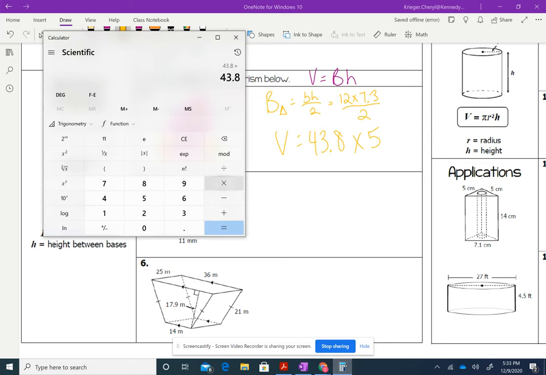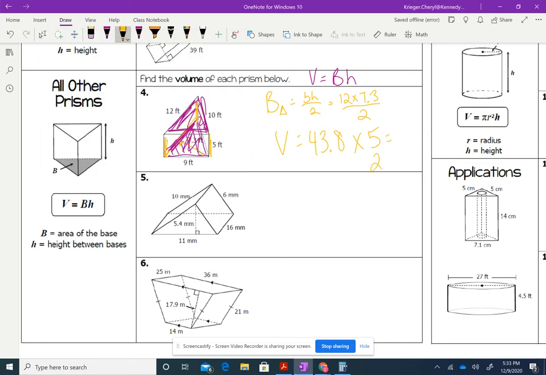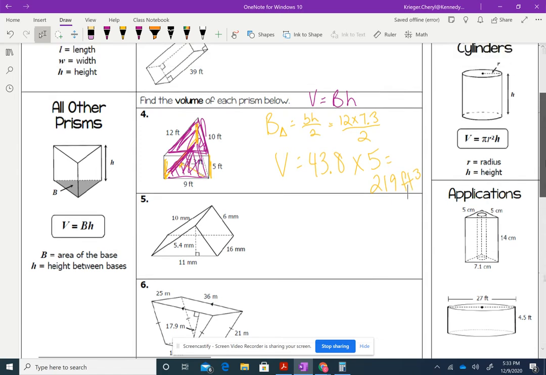43.8 times 5 is 219. So volume equals 219 cubic feet. I'll leave you guys 5 and 6 to do because they're a little bit easier than 7 and 8.